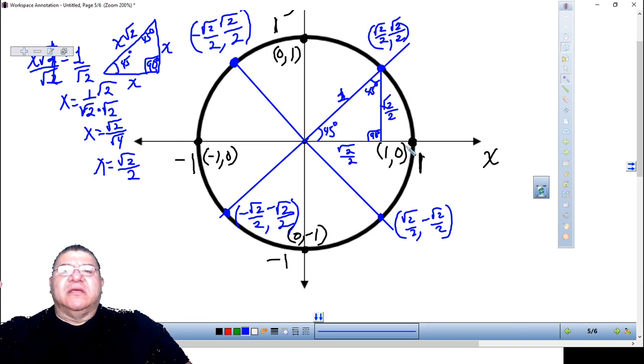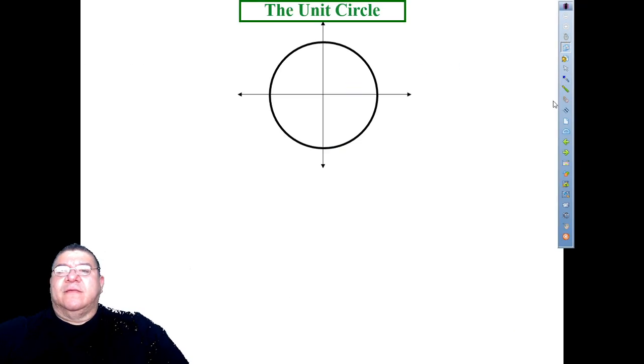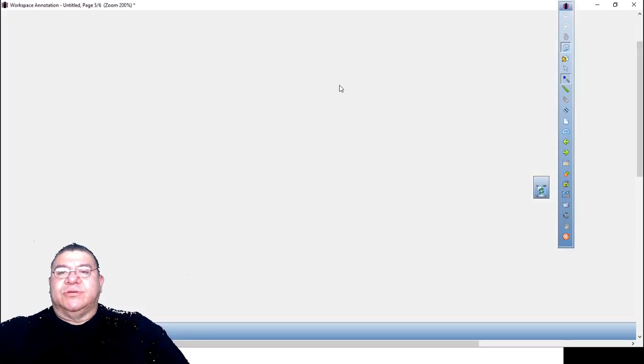Piece of cake? All right, so for tonight, that's what I want you to memorize. You're going to sketch your circle. You don't need to graph this like this, but I want you to place these points. You're like, how, Mr. Q? Like this. Here's your unit circle.